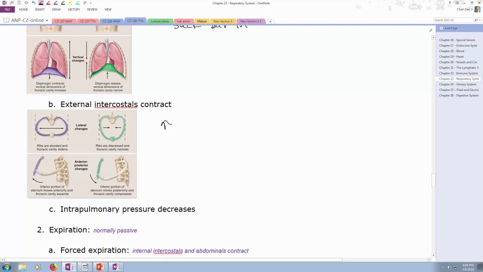Increase thoracic cavity volume. And you can put your hands around your chest and feel a lateral as well as anterior expansion of that thoracic cavity. So increased thoracic cavity volume means, again, decreasing pressure, and therefore sucking air in.